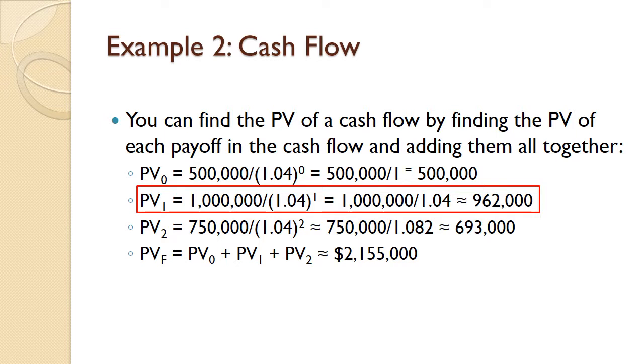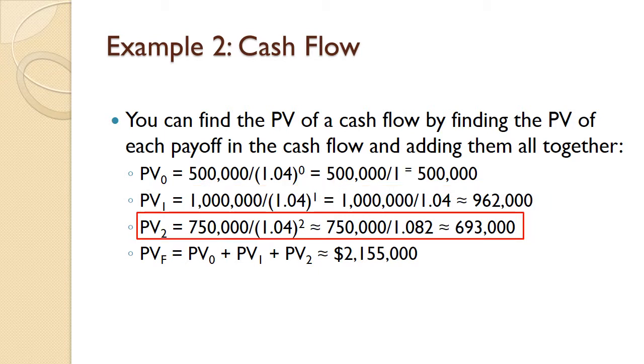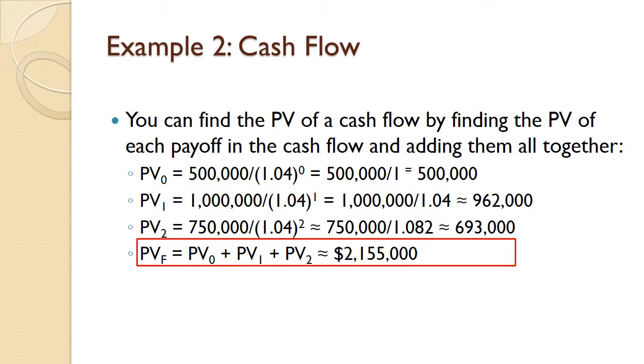The present value of our second payoff is 1 million divided by 1.04 to the power of 1, which is equal to $1 million divided by 1.04, which is approximately equal to $962,000. And the present value of our third payoff is $750,000 divided by 1.04 squared, which is approximately equal to $750,000 divided by 1.082. This is approximately equal to $693,000. Adding these present values together gives us the present value of the cash flow, which is approximately $2,155,000.